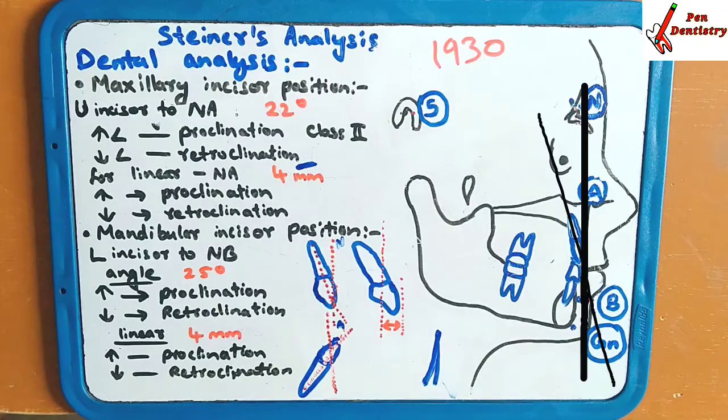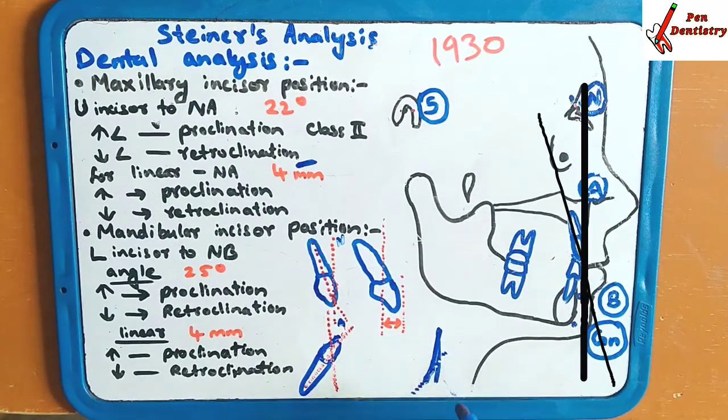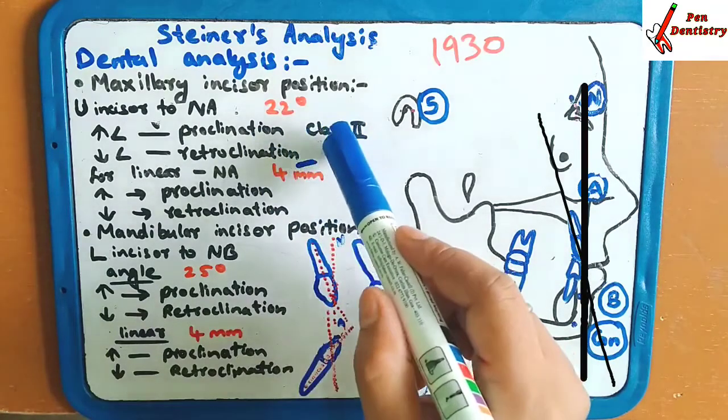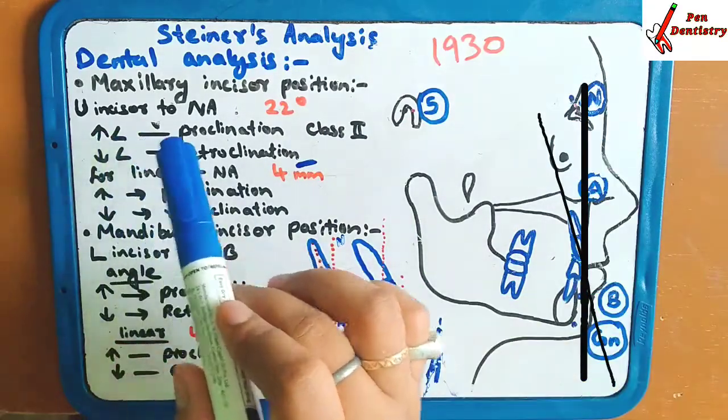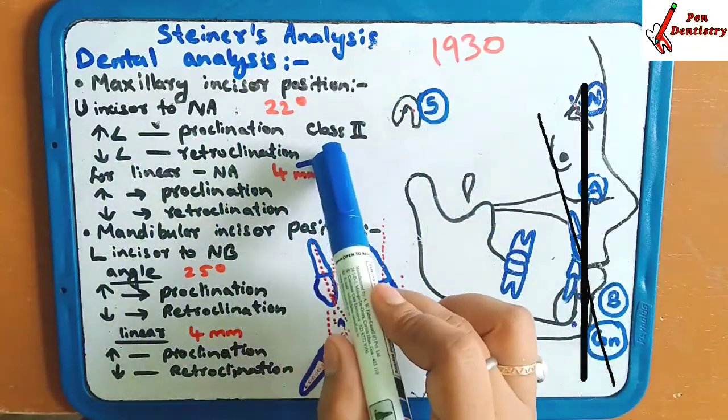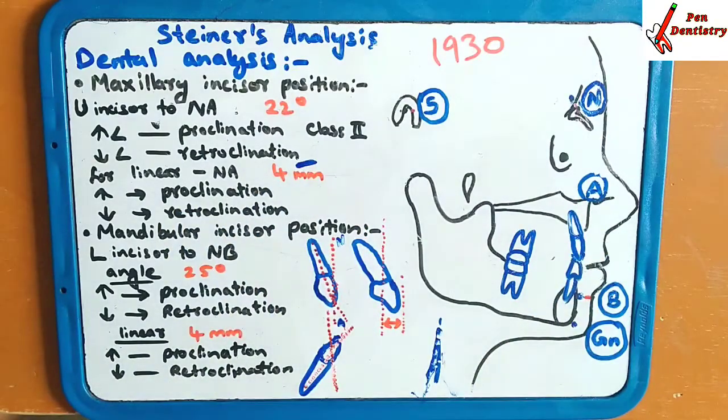This is the long axis of the tooth, and this is the NA. When the angle is decreased, retroclination is seen. Proclination, mainly in Class 2 malocclusion, is seen when the degree is increased, and retroclination when the degree is decreased. Hope you are understanding what I am saying.